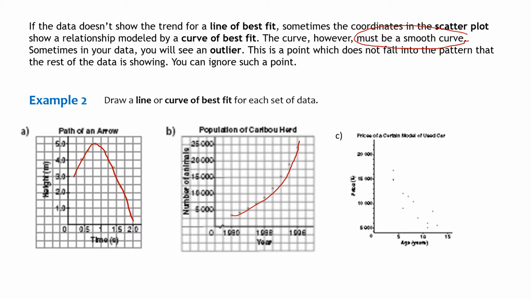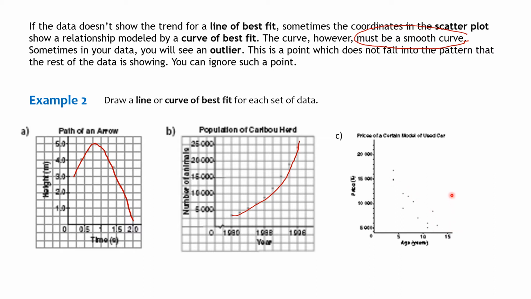What about C? Price of a certain model of used car. So here's how old the car is, age in years, and here's the price. I know that's hard to read. So a 5-year-old car, its price is still pretty high. 10-year-old car, it's getting down there. By the time it's 15 years old, we haven't even got any points. So this is coming down.